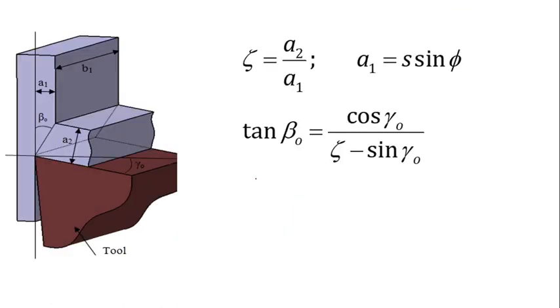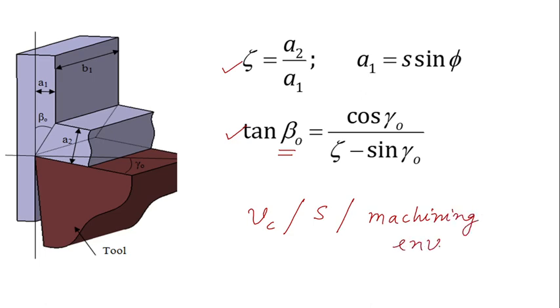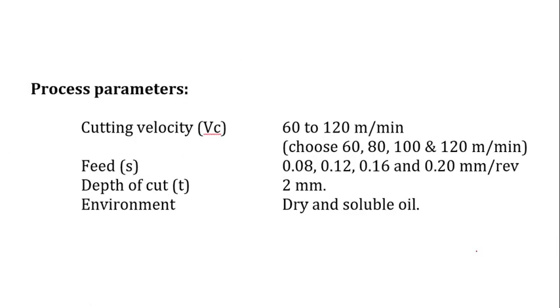Once you have done that, you can calculate zeta, and you can also calculate the shear angle. So you are going to study the effect of cutting velocity, feed and machining environment on zeta and beta. There are other things also you are going to study. We will come to that gradually.